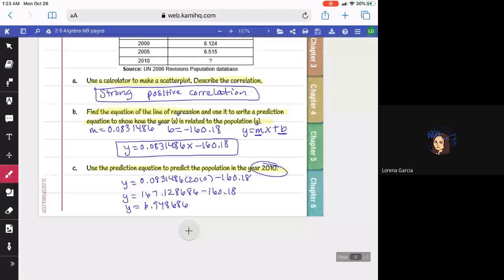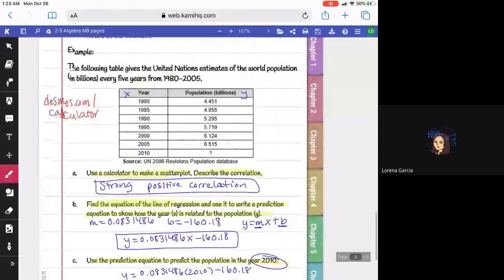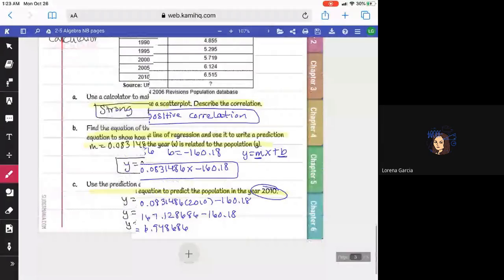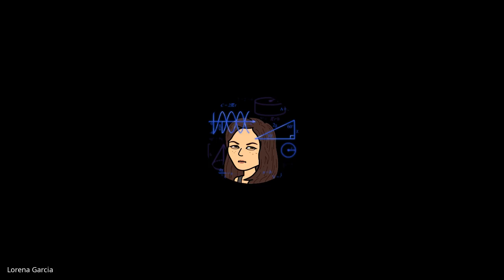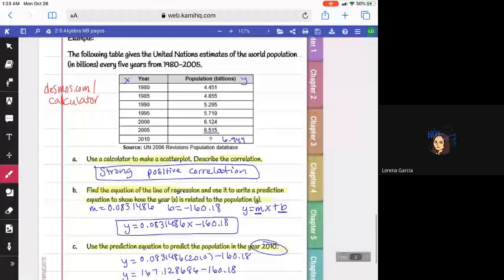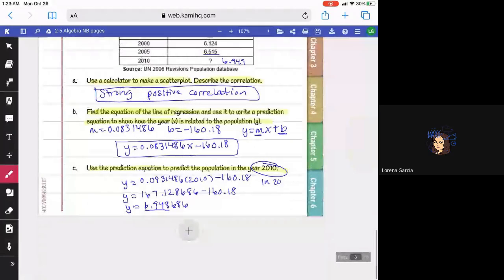So here in the year 2010, I'm going to be consistent. Here they're using 3 decimals, so I would use 3 decimals. Since the number after the 8 is big, I'm going to round up. So I'll put 6.949. And that would be the population in billions. So I could say in 2010, the population is 6.949 billion. I'm just answering using words because it is a word problem.